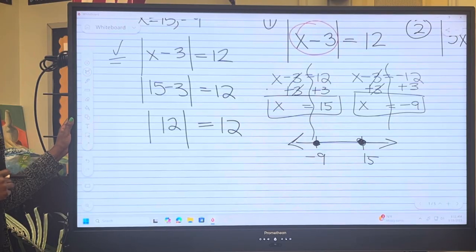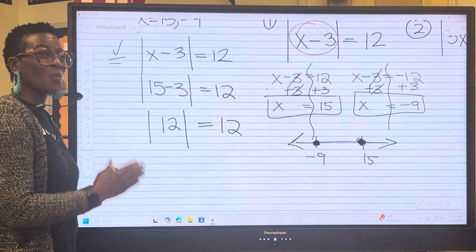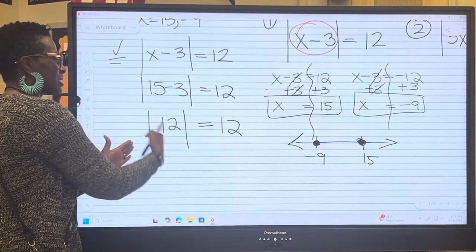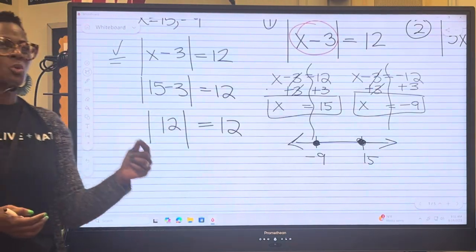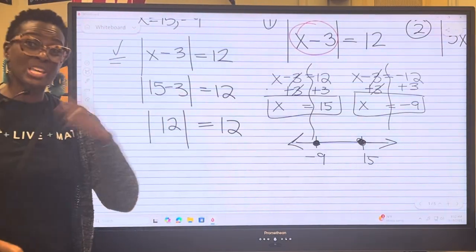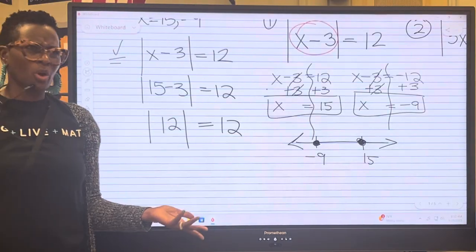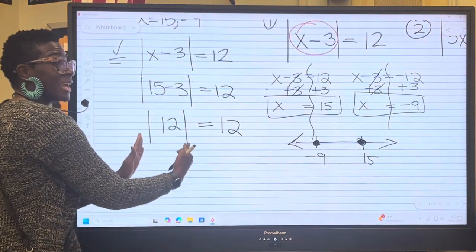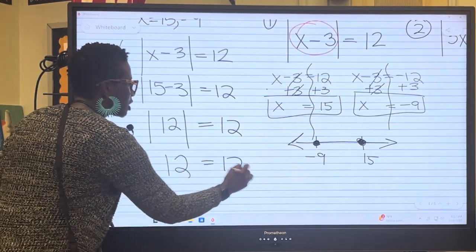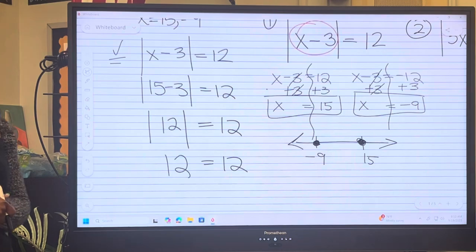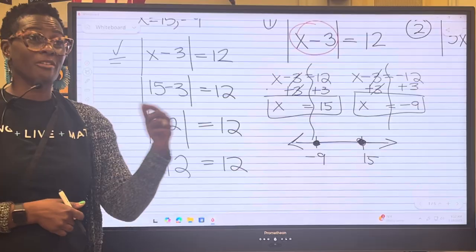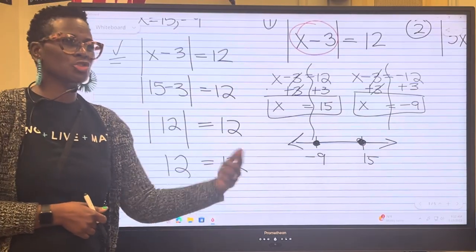Am I done? No. Now I need to actually figure out what is the absolute value of 12. Now that I have the absolute value bars by themselves and I've simplified it, what is the absolute value of 12? Well, what is that question? It is how far is 12 from 0 on the number line? 12 units. So then the absolute value of 12, now that I know the answer is 12, I can drop the absolute value bars and just put 12 equals what? 12. Question, true or false statement? True.